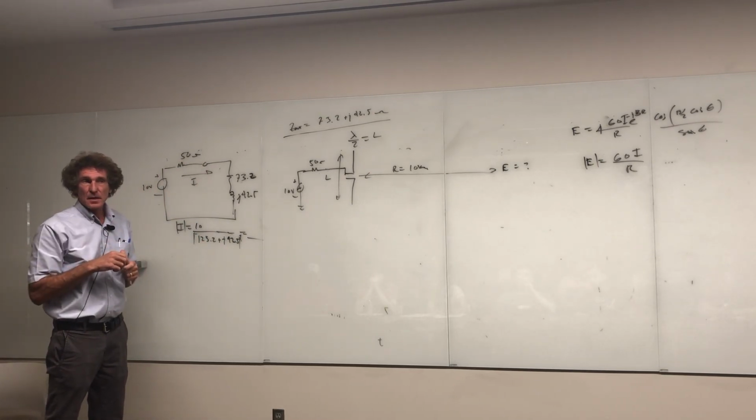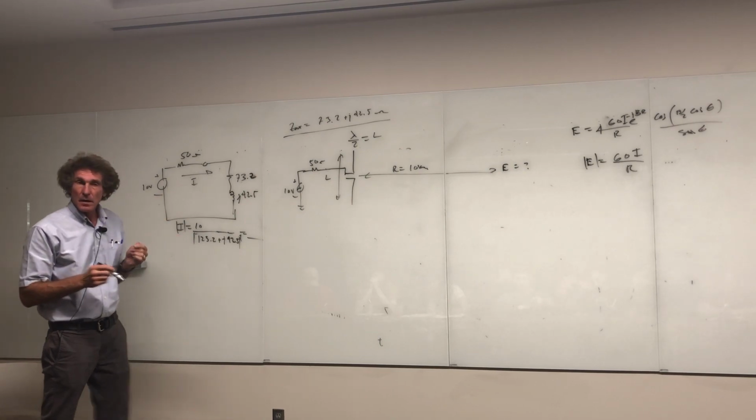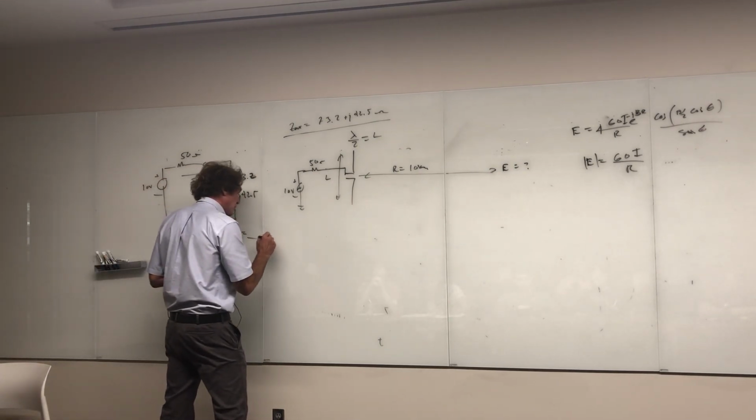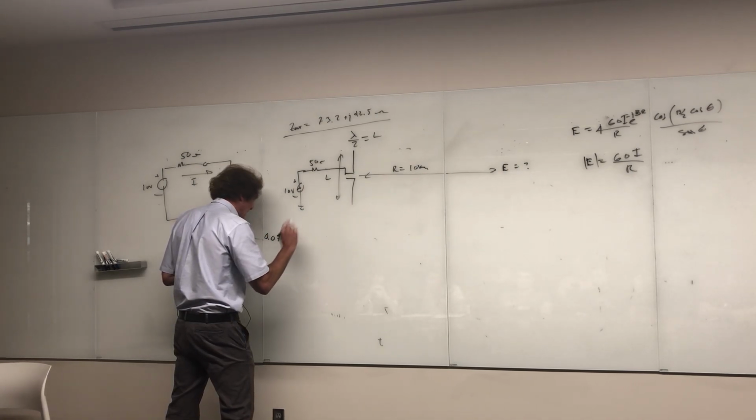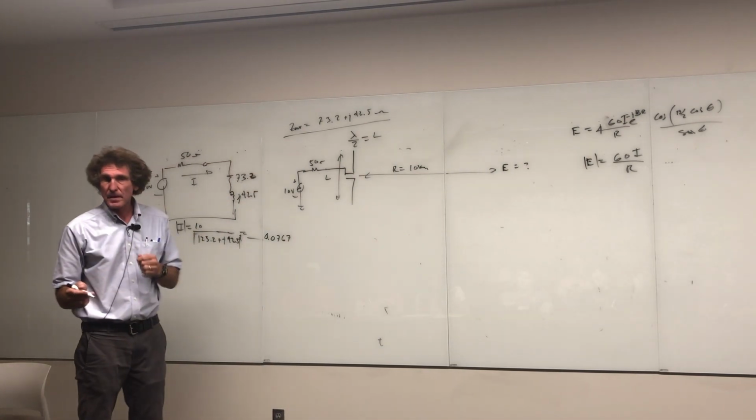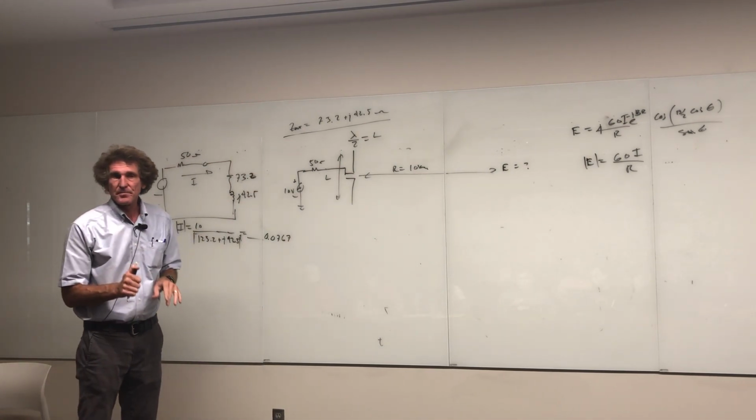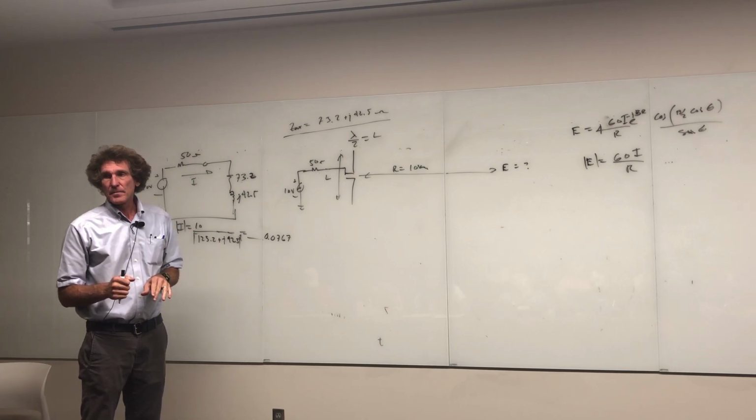You got it? 0.0767. Say again? 0.0767. An angle of... no, I don't need the angle. I just need the magnitude. Remember that. Forget the angle in this one. Okay? You all agree with this?